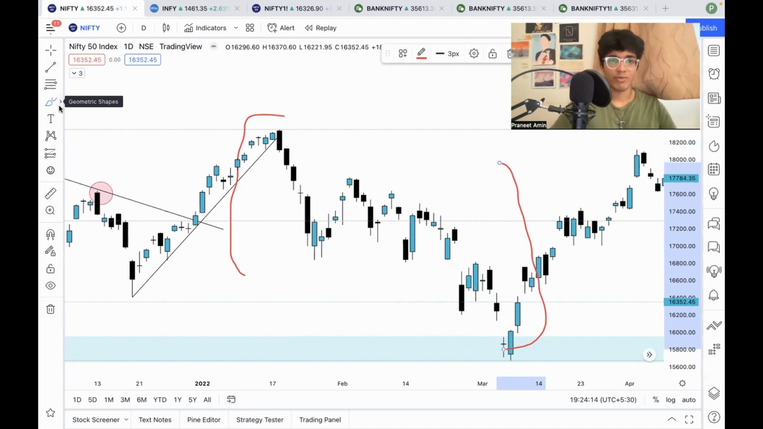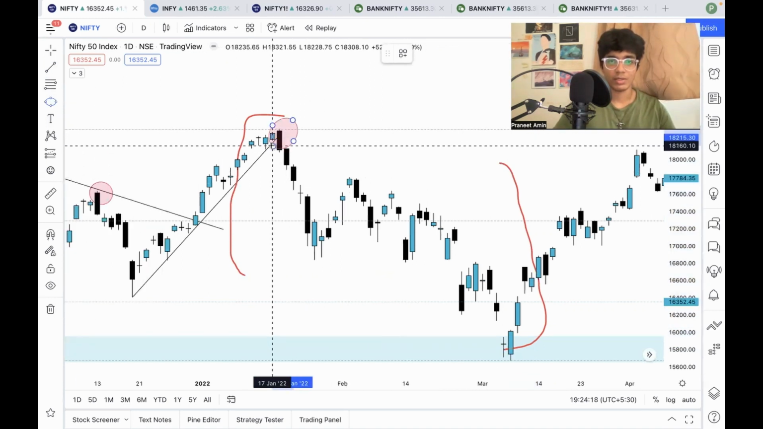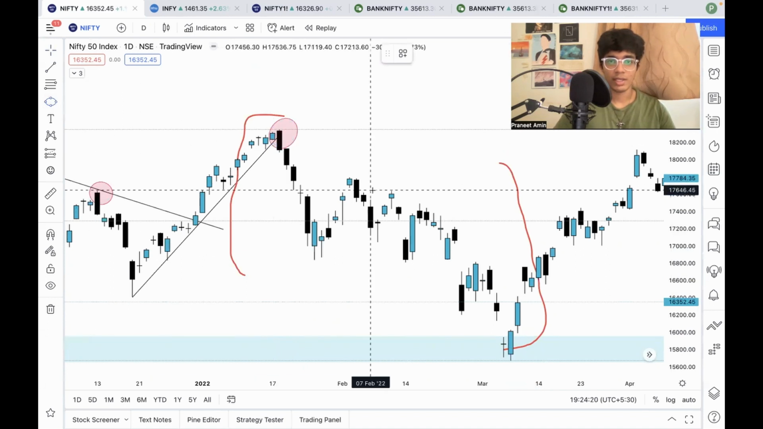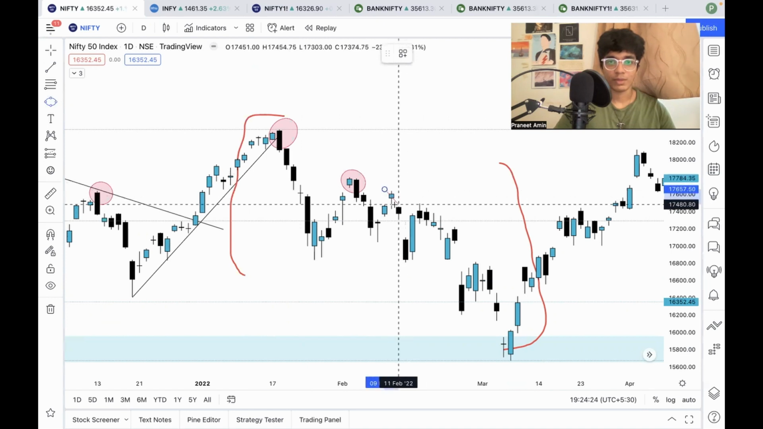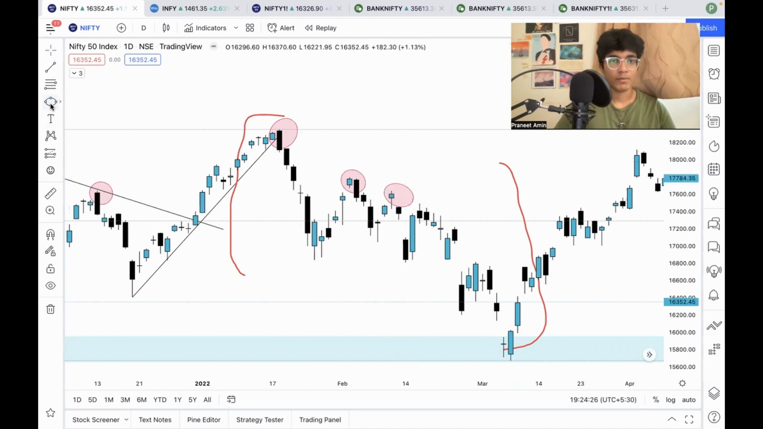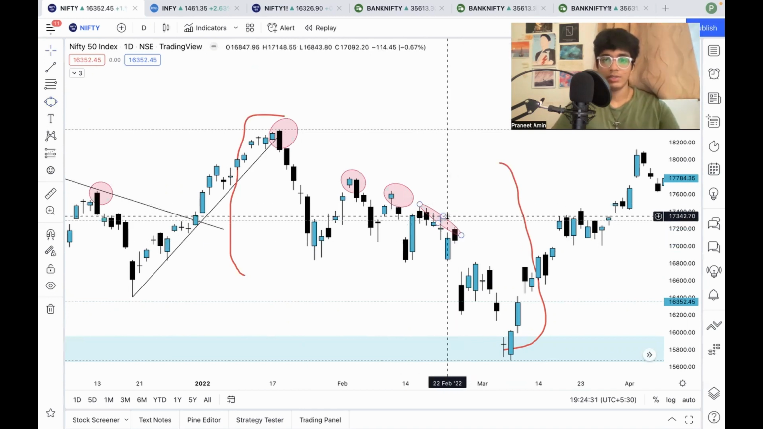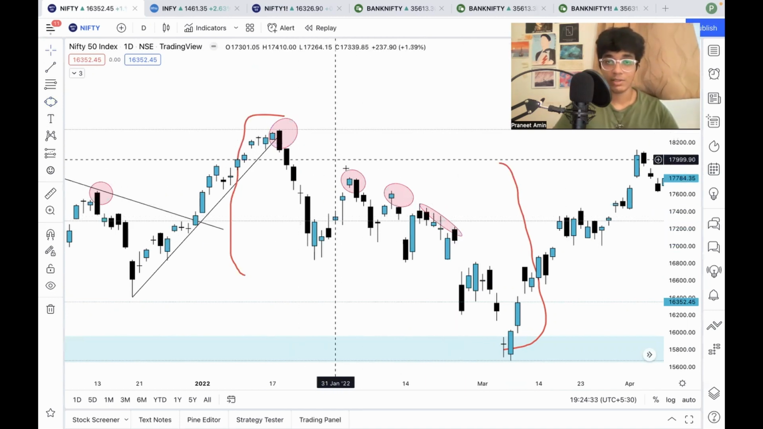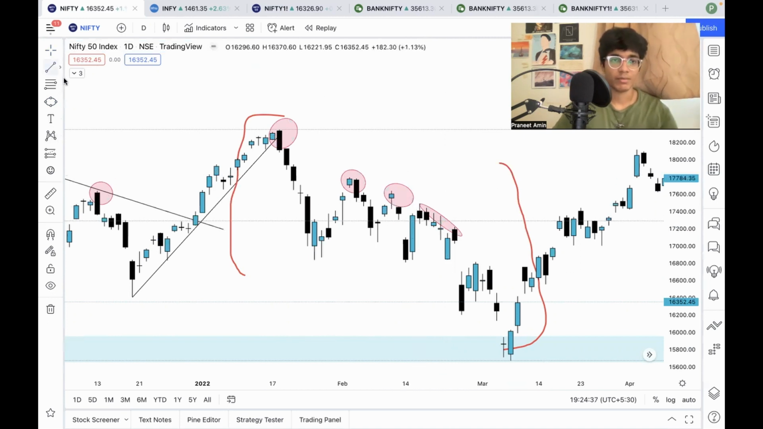So again, let's do it stepwise. What are the levels where price is taking rejection? One is this level, then this level, then this level, and again this entire region, right? So now that we know that these are the levels from where price is rejecting, we simply try to join them. Take this.